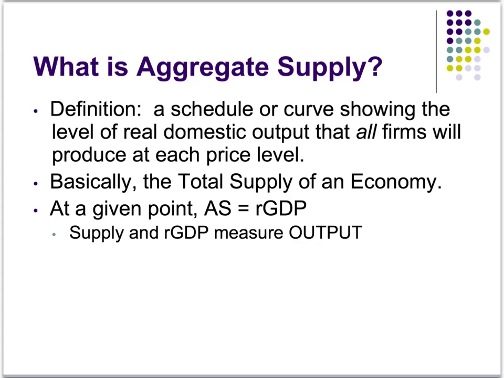Just like aggregate demand deals with all the demand in the entire country for products, aggregate supply deals with the total amount of products and services that will be supplied in a given period of time. So basically, at any given point, aggregate supply is equal to real GDP because both are measures of output.